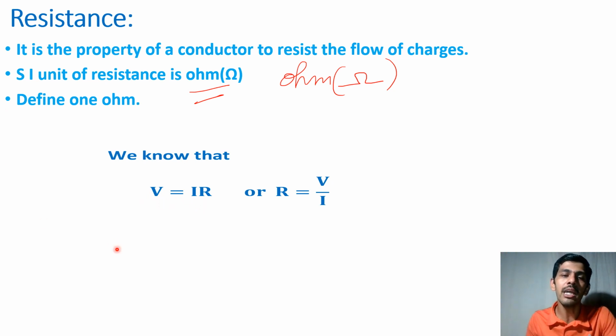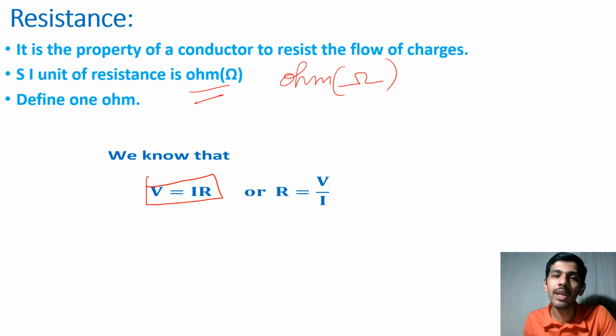This is a very important relation for problem solving as well. V is equal to IR. It is a very important equation. If you rearrange this equation, retain R here itself and move I to the left hand side, so that I becomes the denominator. R is equal to V by I.